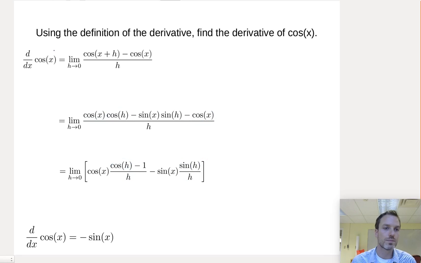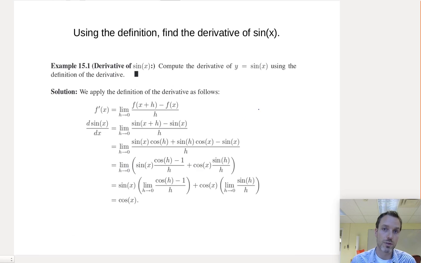So in all, this first part of the limit is equal to 0, and this is equal to 1. So all I'm left with is the negative of sine of x. So in total, the derivative of cosine is minus sine x. Now you can do something similar for the derivative of sine. Use the definition. You will use some identities, and you find that the derivative of sine is cosine.